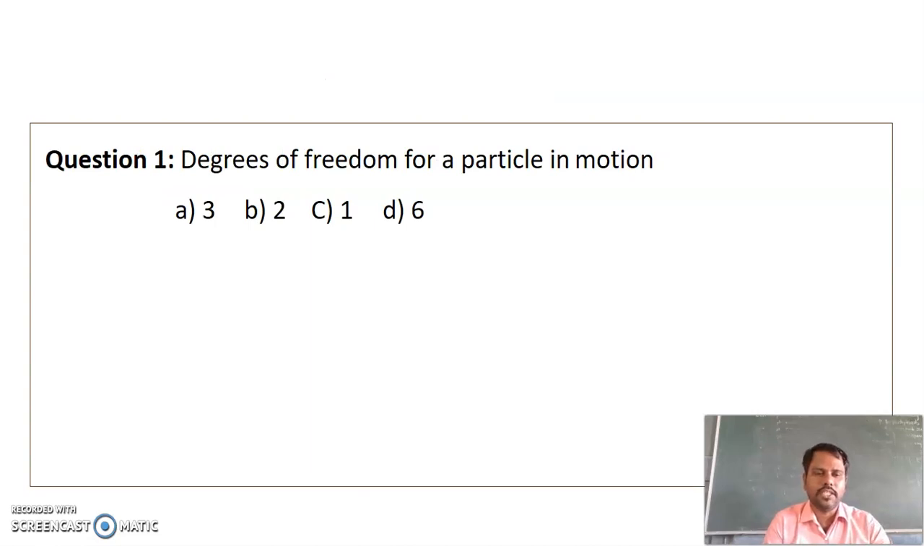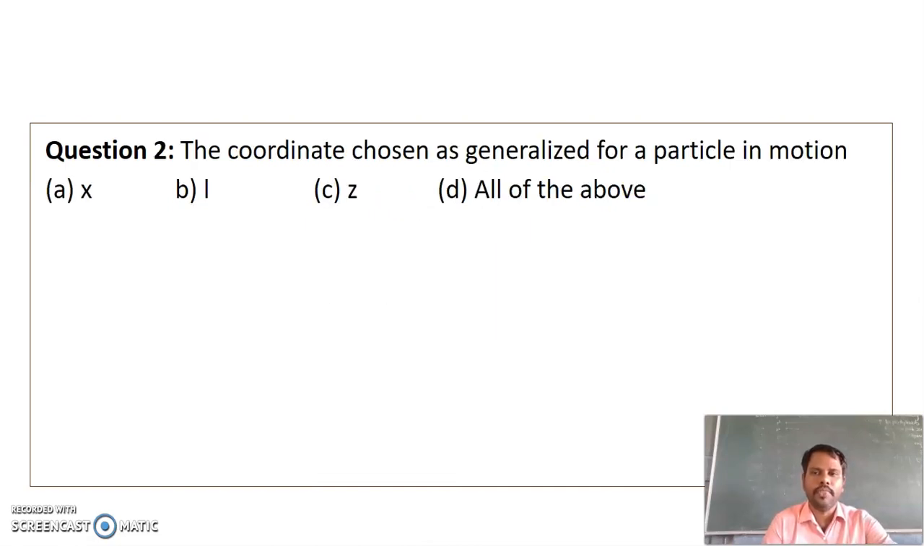So let's have a small MCQ. Question number 1. The degree of freedom for a particle moving in space is 3. So the option is A. Question number 2. The coordinate chosen as a generalized coordinate for a particle in motion. Do remember, if we specify it is moving only in one direction, it can be x, y or z, or it can be all of the above. So the option is B.